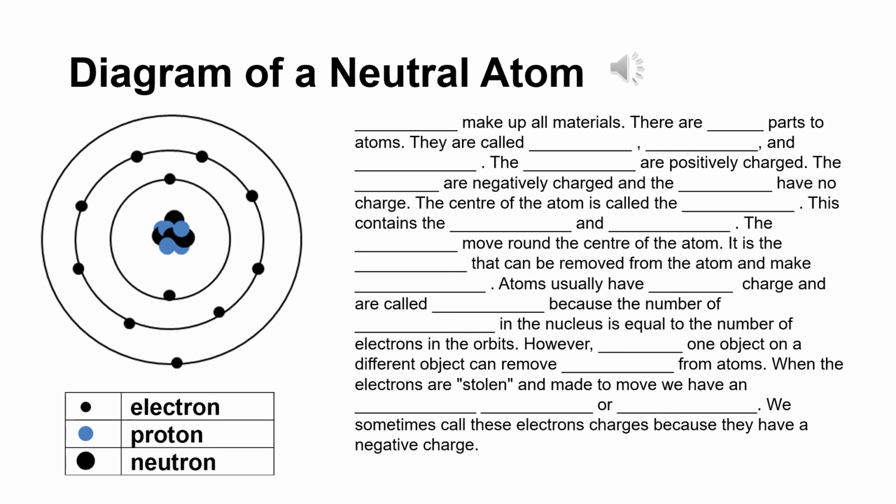When the electrons are stolen and made to move, we have an electric current or electricity. Sometimes we call these electrons charges because they have a negative charge. So watch out if your teacher uses this term. It is the electrons of an atom that make up the electric charge. When these small charges move around a circuit, we call this a current.